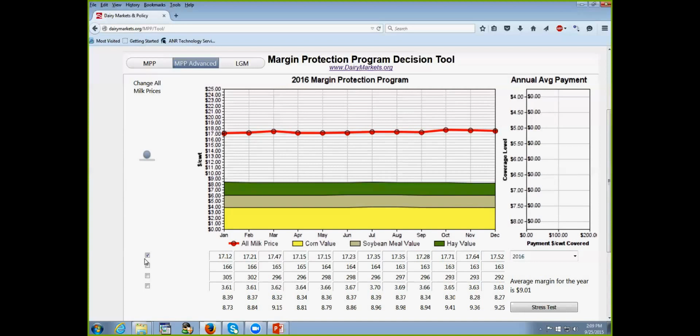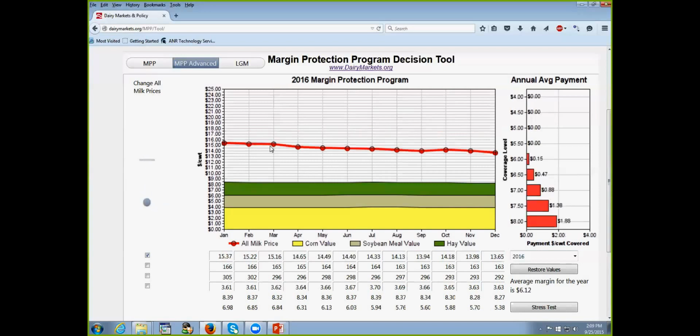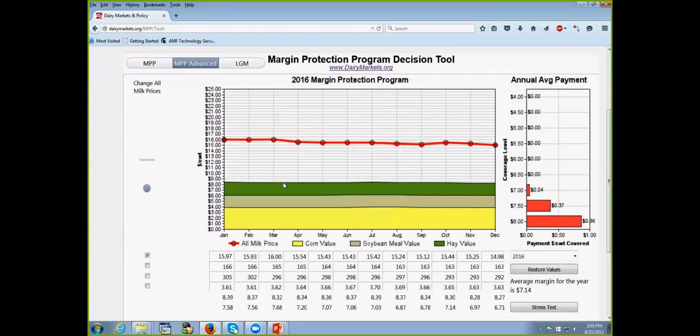But anyway, we can click on, and this should say all milk here, and it's checked on all milk. So now I can use a slider to move the all milk price around too. And then you'll see that it lowers it to whatever level you slide it to. And so you can do that to look at what the effect would be.